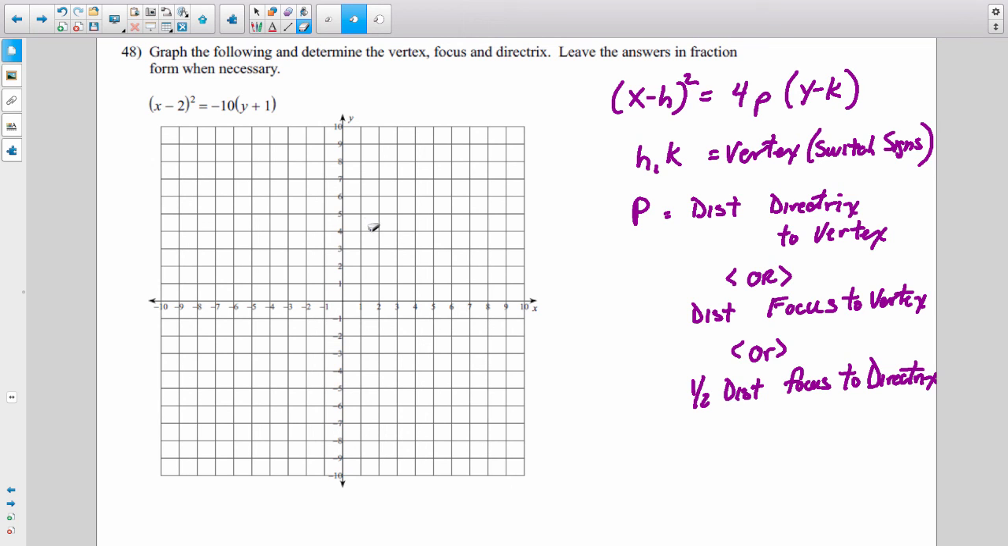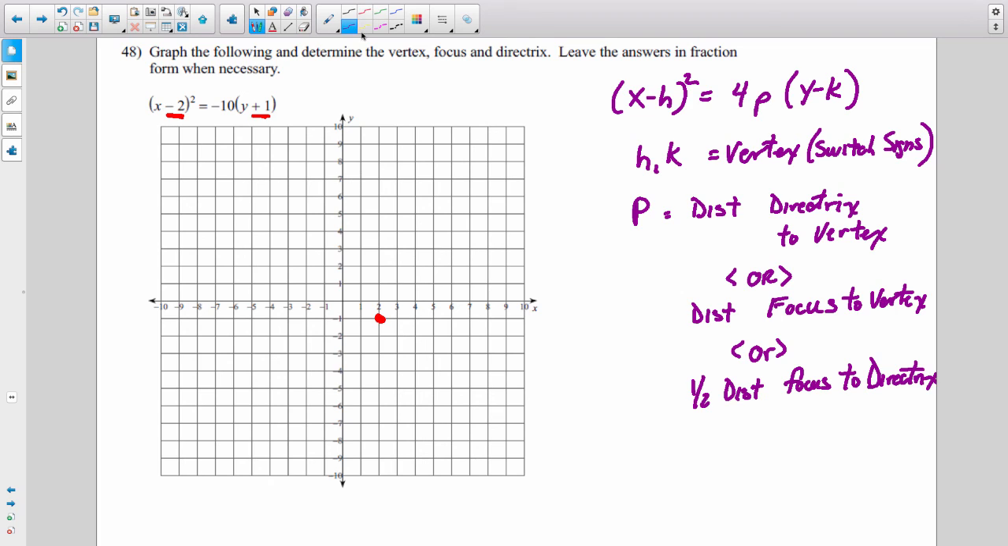So how are we going to figure any of this stuff out? Well, let's start with the vertex. The vertex is going to be (2, -1). So (2, -1). That's the vertex. Now, which way is my parabola opening? Is it opening up or is it opening down? That depends on the directrix. I don't exactly know where my directrix is. Okay. Well, here's something else to know then.